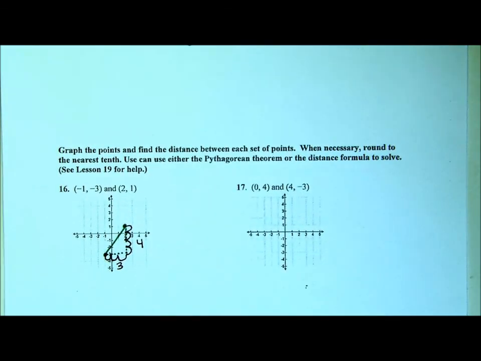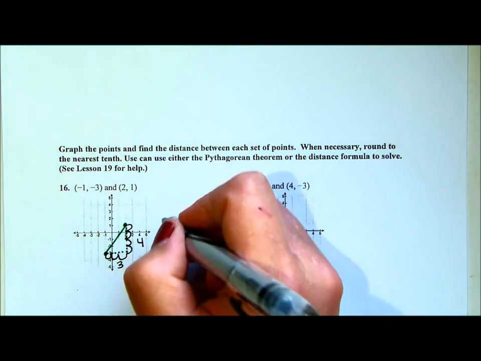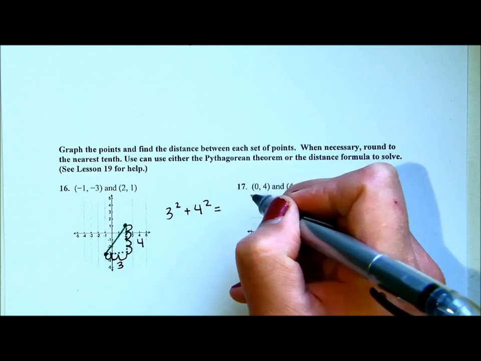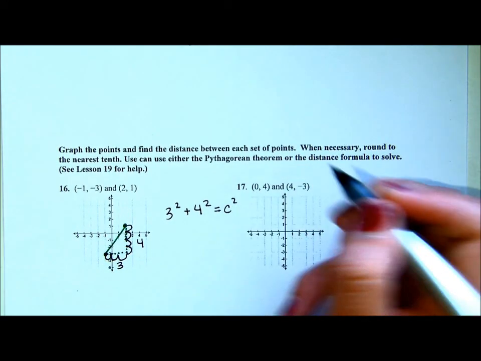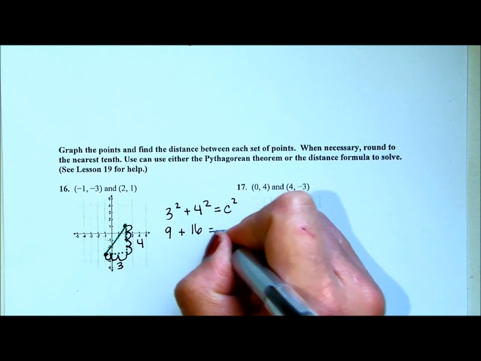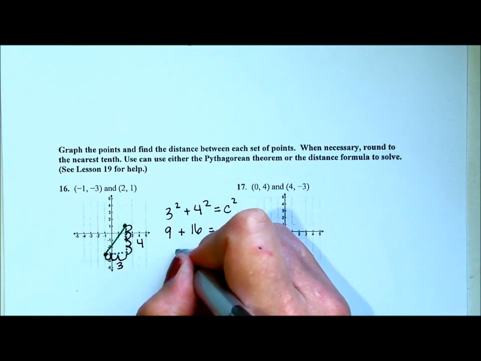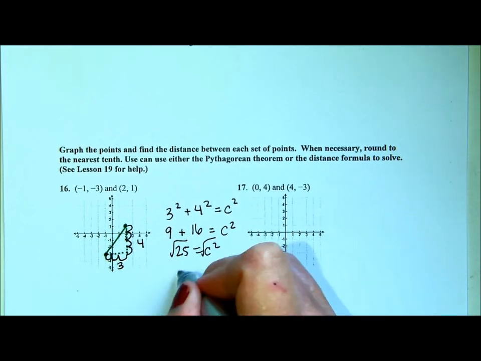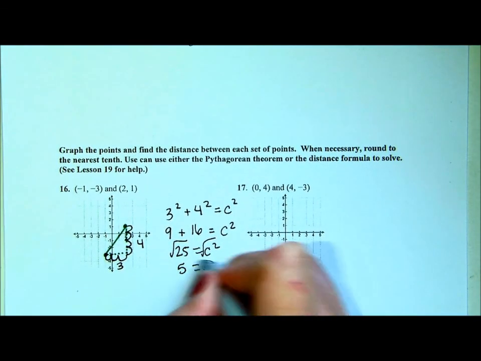So 3 squared plus 4 squared equals my diagonal, which is C. 3 squared is 9, 4 squared is 16, equals C squared. I'm going to get 25 equals C squared, and square rooting it, we get 5 is equal to C. So our answer for number 16 is 5.